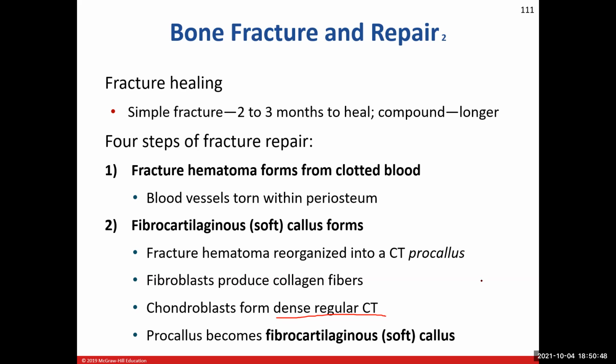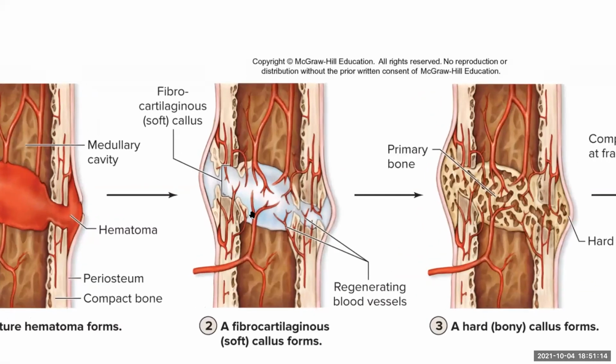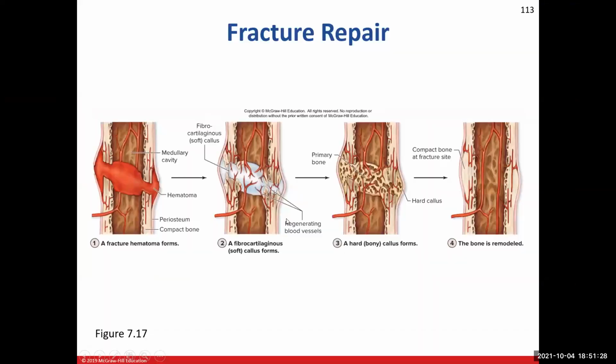So starting off with our hematoma, that creates what we call our procallus. That's like our scab. Now we're going to start with our soft callus, which is going to be much stronger than just clotted blood. We're throwing some dense, regular connective tissue in there, and our fibroblasts. That's what we're seeing here in our second picture. Here you can see our procallus is gone away, and we've replaced it with collagen and tons of cartilage matrix. So that's our soft callus, in step 2.